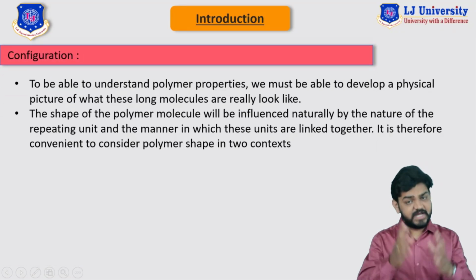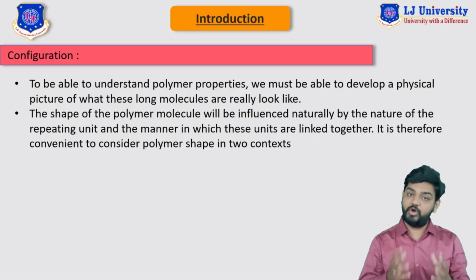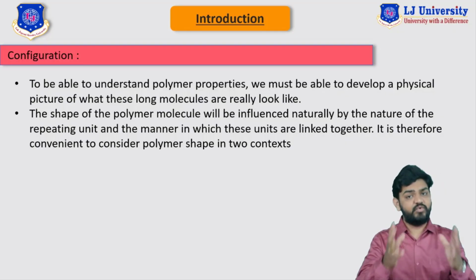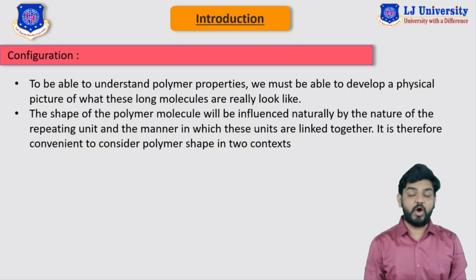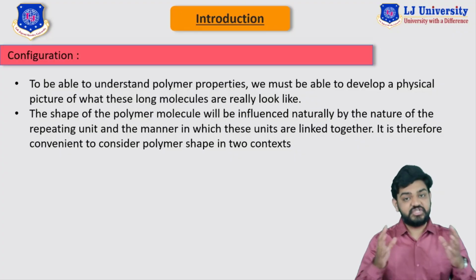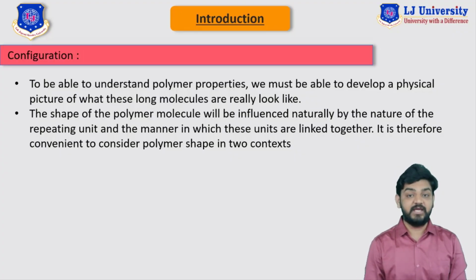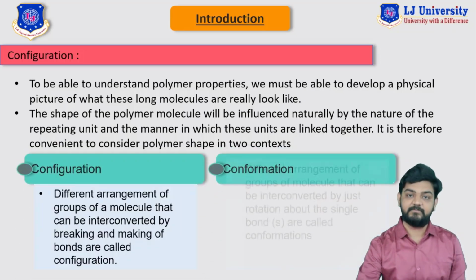To understand the physical property of the polymer, we need to develop a physical picture of what this long molecule really looks like. The size and shape of a particular polymer is largely influenced by the structure of the monomer. To understand this structure, we have two different terms named configuration and conformation.